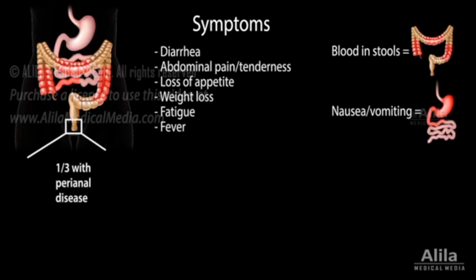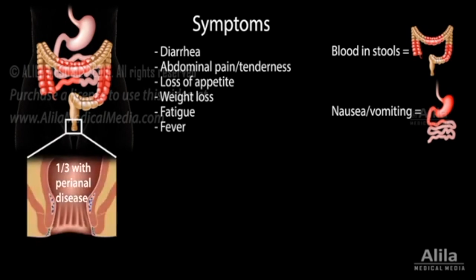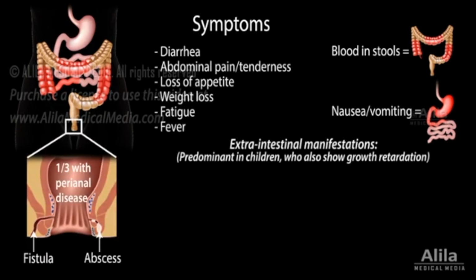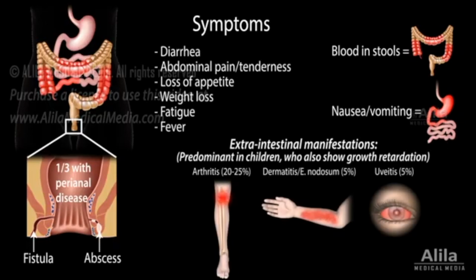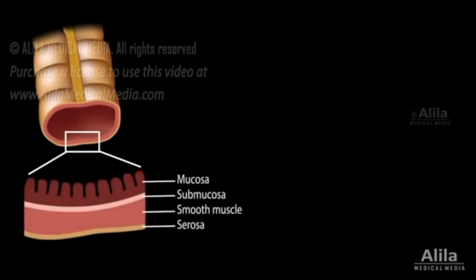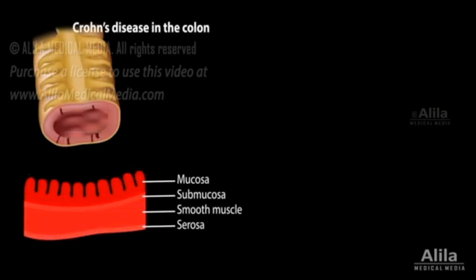About 1/3 of patients present with perianal disease, including abscess, fistulas, and ulcers. The disease also often manifests outside the intestine, especially in the joints, skin, and eyes. Inflammation in Crohn's disease extends to the entire thickness of the intestinal wall. Deep lesions in the mucosa often alternate with areas of mucosal swelling, creating a characteristic cobblestone appearance.